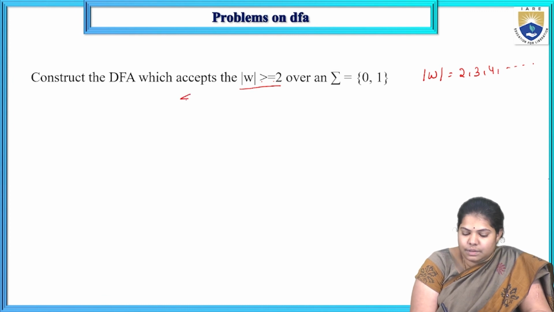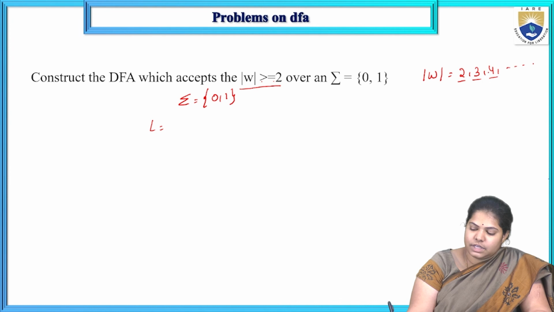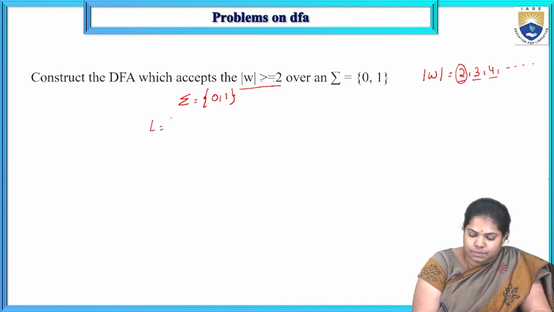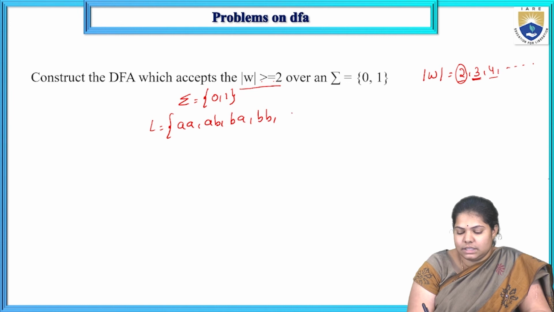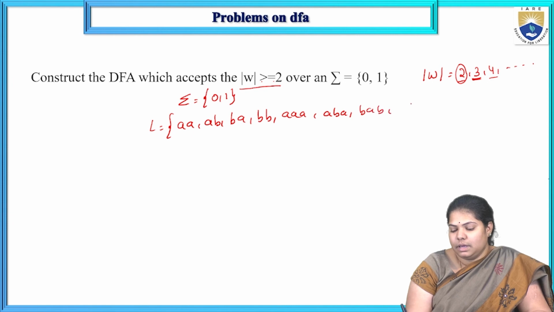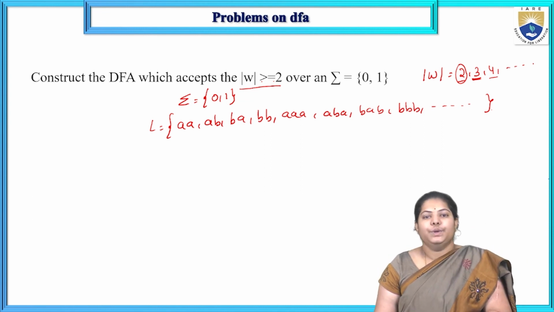First recognize what the input symbols are. The input symbols are 0 and 1. And next write down the language. The language should accept a string length greater than or equal to 2. So first write down the strings of length 2: AA, AB, BA, BB. Next 3 length strings: AAA, ABA, BAB, BBB and so on. Any length string till infinity. Greater than or equal to means 2 and more than 2 length strings.